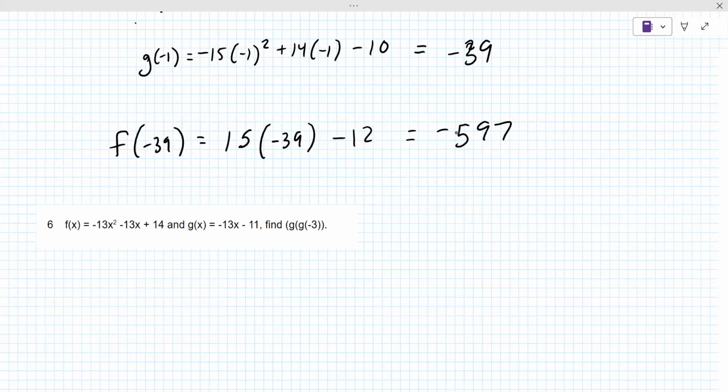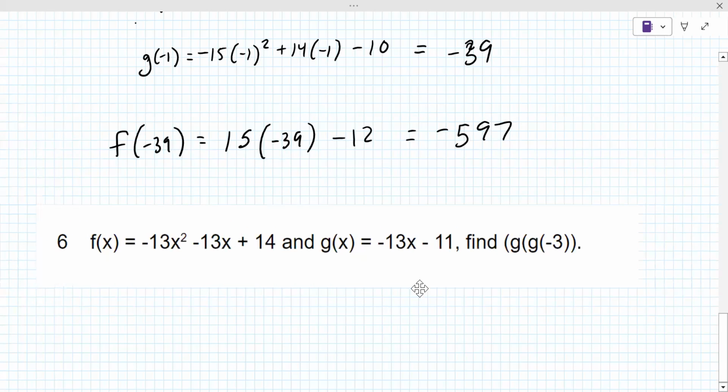15 times negative 39 minus 12. Do you want to try yours one more time? Yeah. Let me see. Hold on. The 39 is negative, right? Yes. Yeah, I just changed that up. I got now what you got, negative. Good. Excellent. All right.